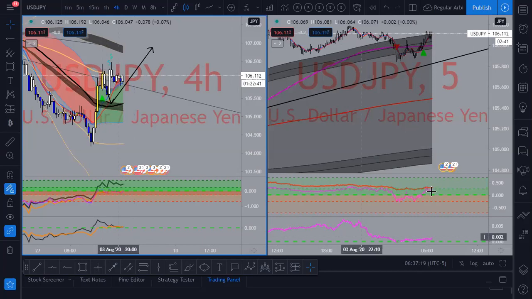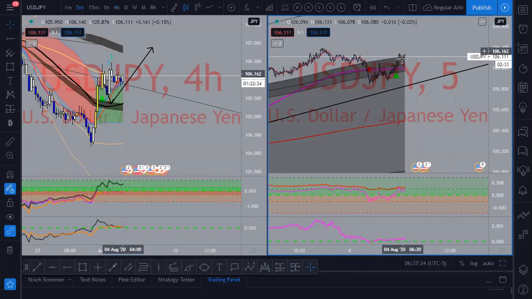Now, the 5-minute does look really good for the buy. Don't get me wrong, it does look good for the buy. You could get in the buy, but I don't want to see price respect right here where it's at and then end up dropping. That's always my fear. Well, actually, on the 5-minute, I think I can.